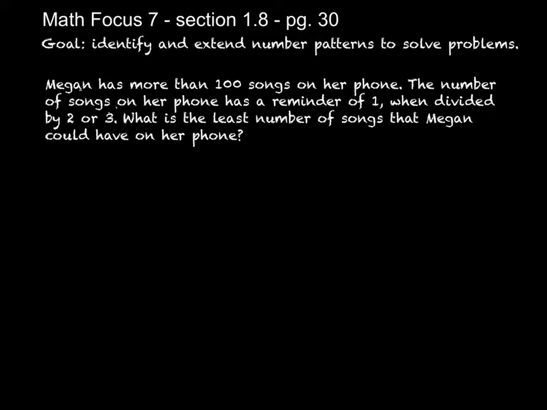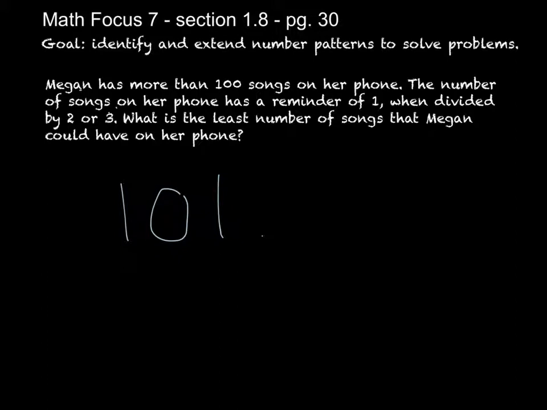So what's the first number greater than 100 that has a remainder of 1 when divided by 2? 101. I know 100 is divisible by 2. So 100 plus 1 equals 101, and it must have a remainder of 1 when divided by 2. So what are the other numbers greater than 100 that will have a remainder of 1 when divided by 2?